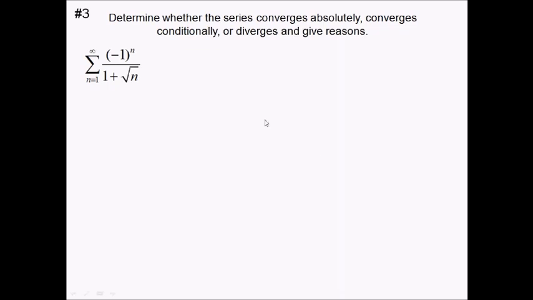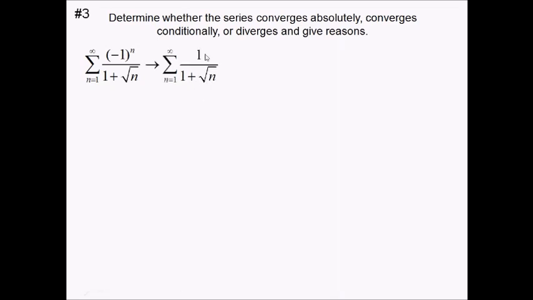On this problem, I want to know if this series converges absolutely, conditionally, or not at all. We'll start by testing for absolute convergence by basically forgetting about this alternating part. So I'm just going to consider 1 over 1 plus radical n.